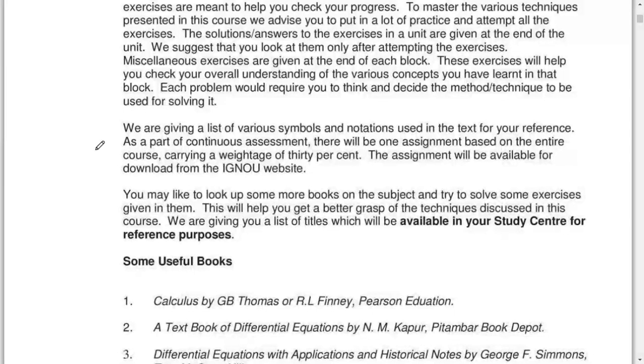As a part of continuous assessment, there will be one assignment based on the entire course carrying a weightage of 30%. The assignment will be available for download from the UGD website.